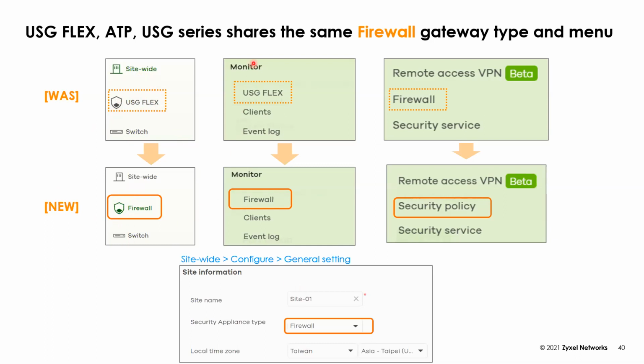Same thing on the monitoring side of things. USG Flex has been replaced with the term Firewall, since it now encompasses the ATP and USG 20s. And when it comes to configuring your devices, Firewall has been changed to Security Policy.